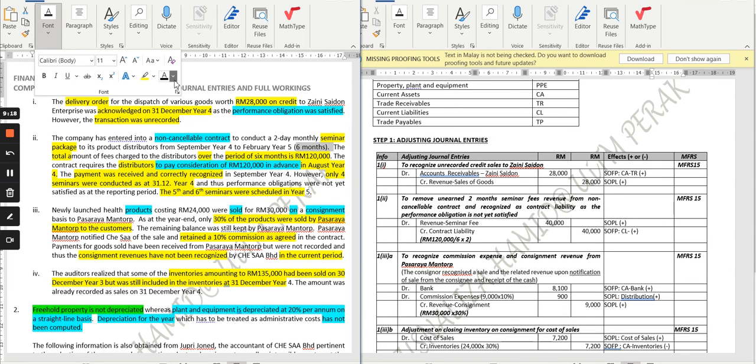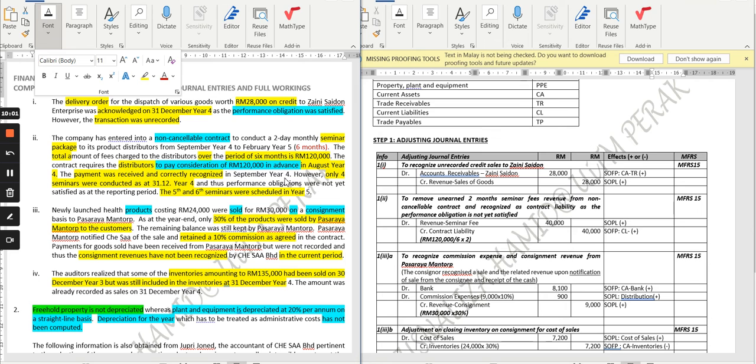Okay, therefore the total amount fees charged to the distributor over a period of 6 months is 120,000, meaning to say that it was going to be around 120,000 divided by 6, which is 20,000 per month. The contract requires the distributor to pay consideration 120,000 in advance. So you need to pay in full the 6-month seminar fee in advance in August year 4. Somewhere in August year 4, it was paid and received, recognized correctly in September year 4.